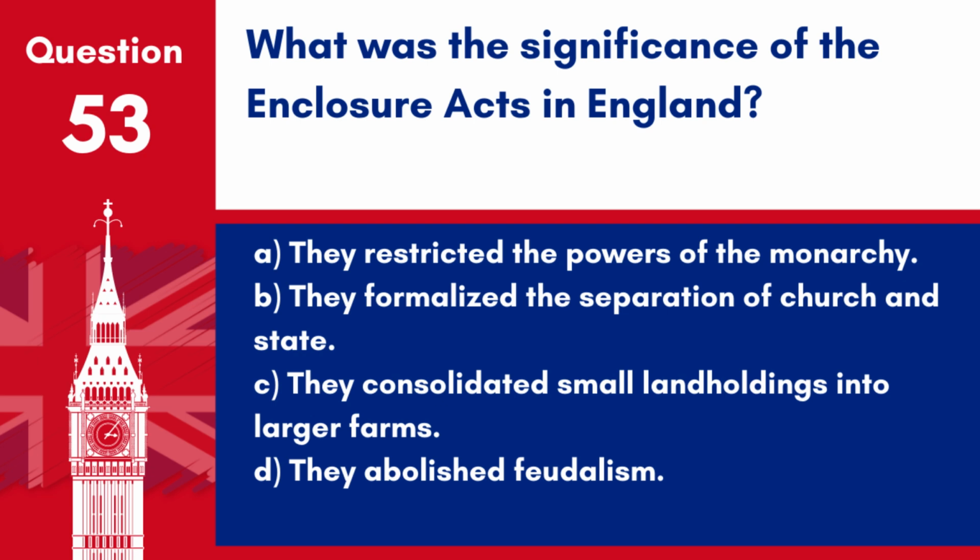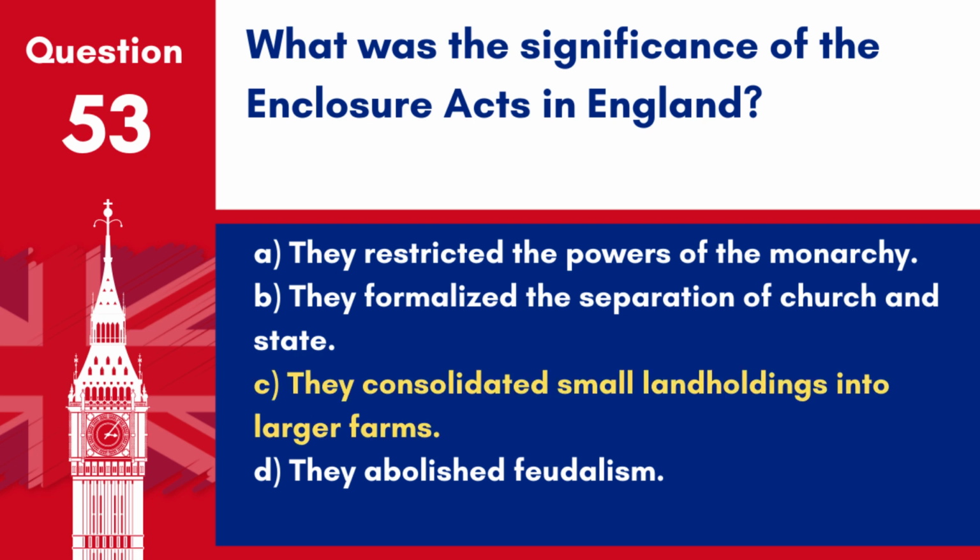Question 53. What was the significance of the Enclosure Acts in England? A. They restricted the powers of the monarchy. B. They formalized the separation of church and state. C. They consolidated small landholdings into larger farms. D. They abolished feudalism.